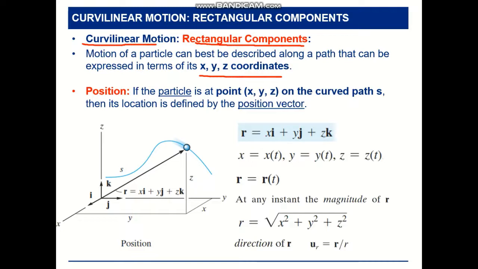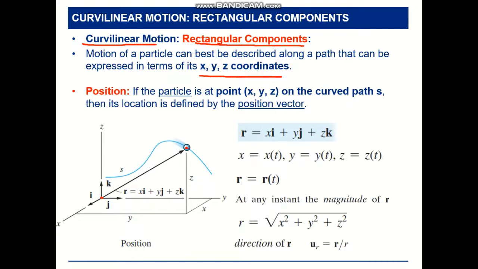If the particle is at point x, y, z on the curved path, the path of the curvilinear motion, then its location is defined by the position vector. We take the origin as 0, 0, 0 in the x, y, z directions, and then we draw a straight line to the point x, y, z, where the particle is located at a certain time.